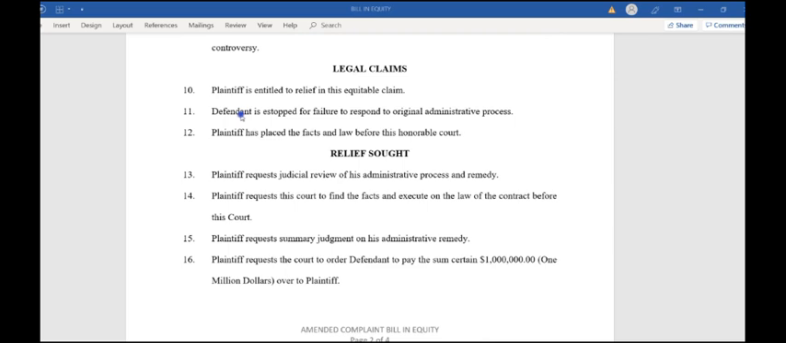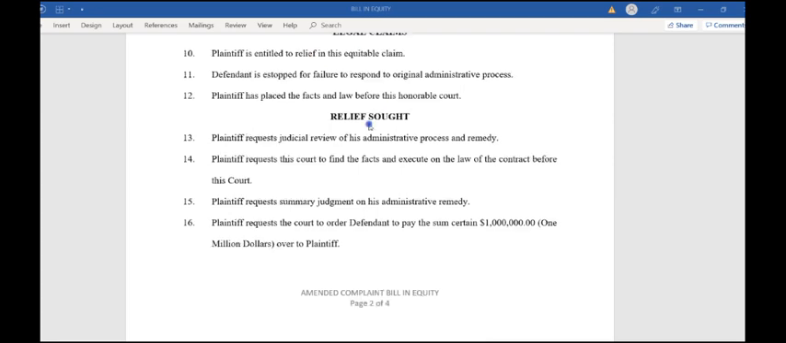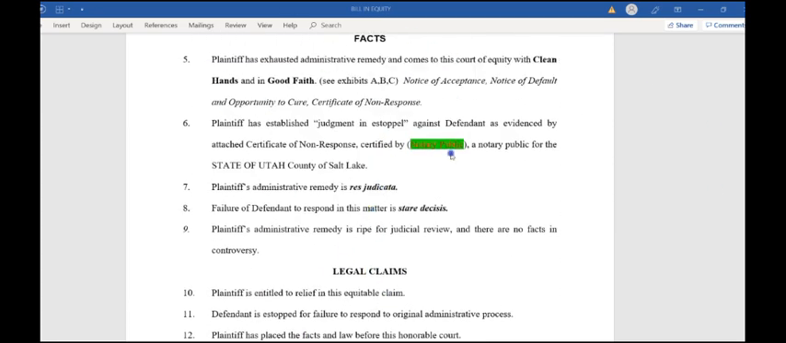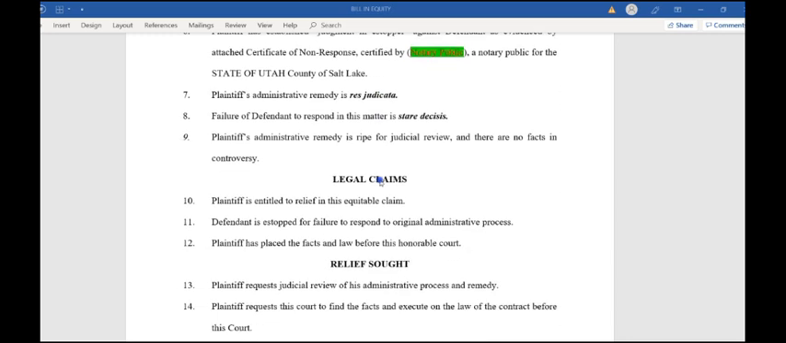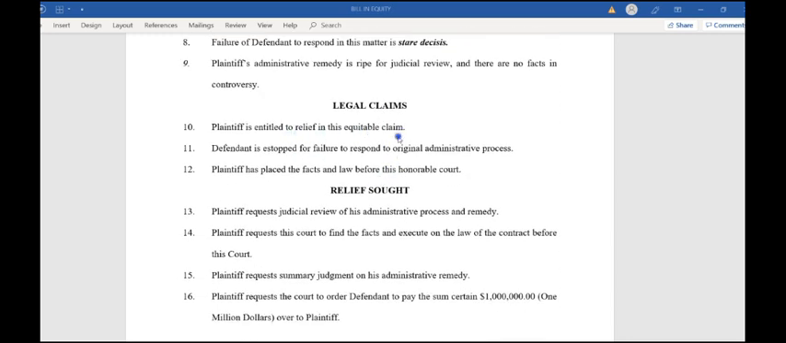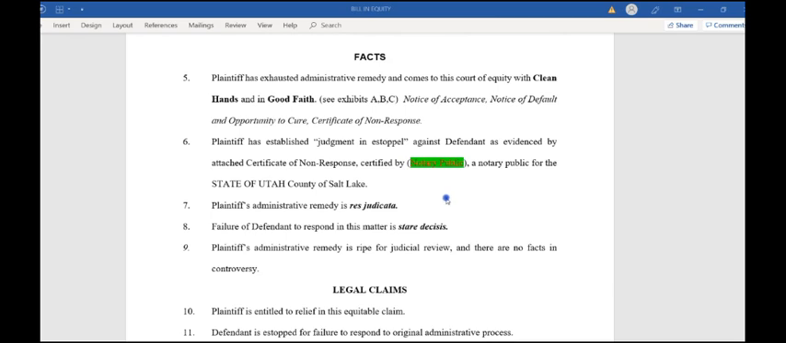What's the legal claim? The legal claim is that the plaintiff is entitled to relief. Remember all that nonsense they kept giving you about, well, you never stated a claim upon which relief can be granted and all that. Well, here it is. Here's my relief right here. I am so clear as to what my relief is, and I am entitled to relief. The defendant is estopped for failure to respond to the original administrative process. The plaintiff has placed the facts and law before this honorable court. Now, what are the facts? Here's the facts right here.